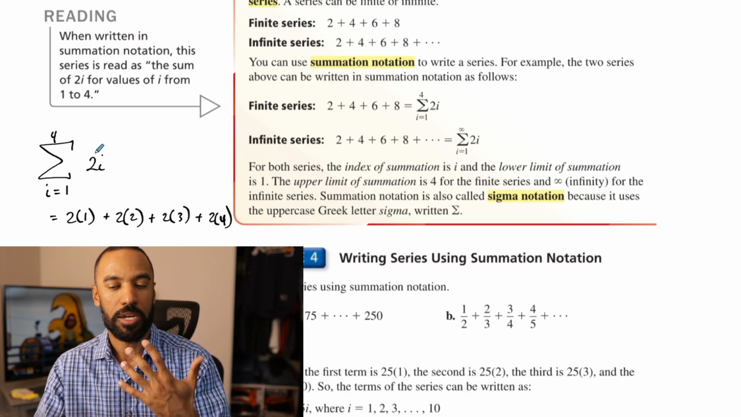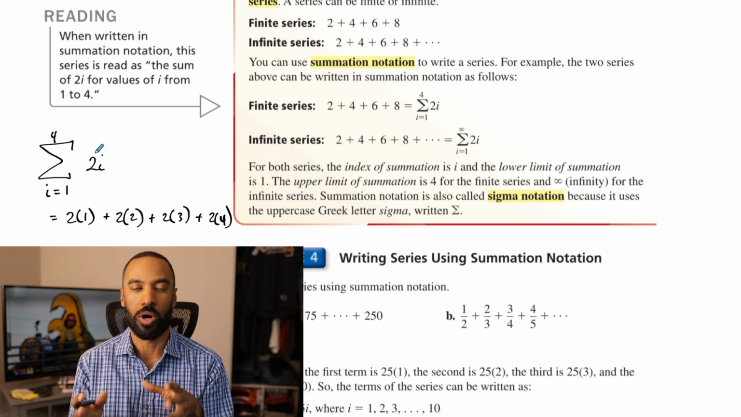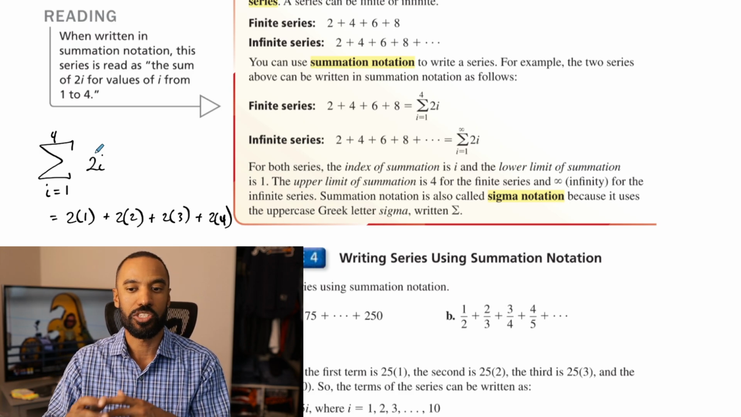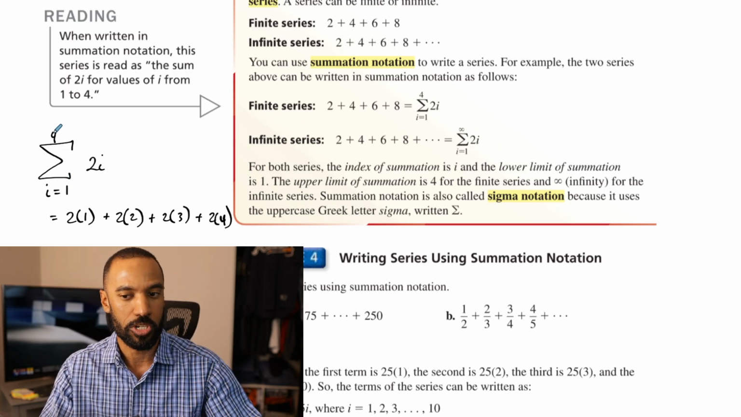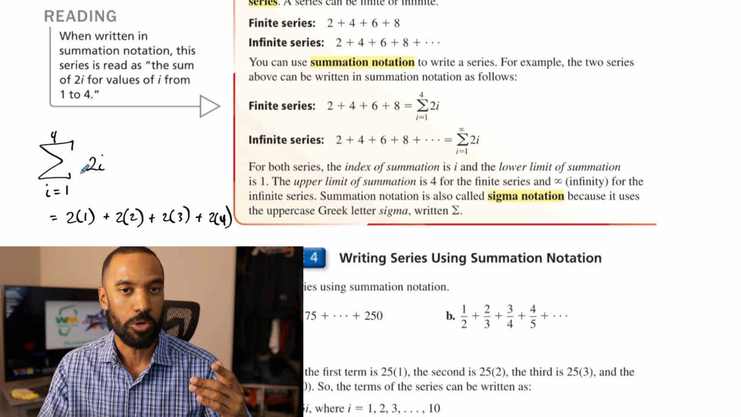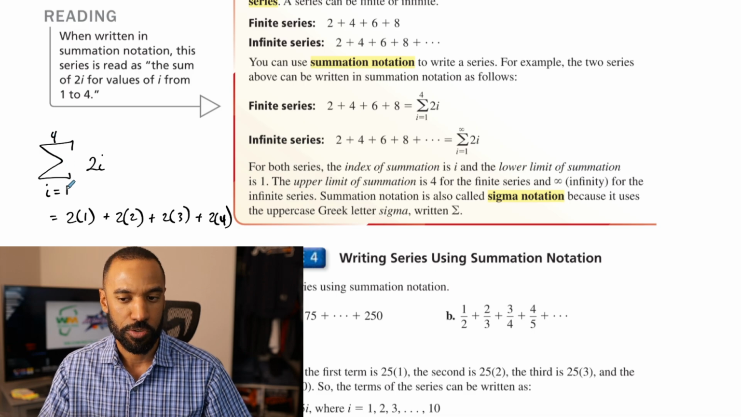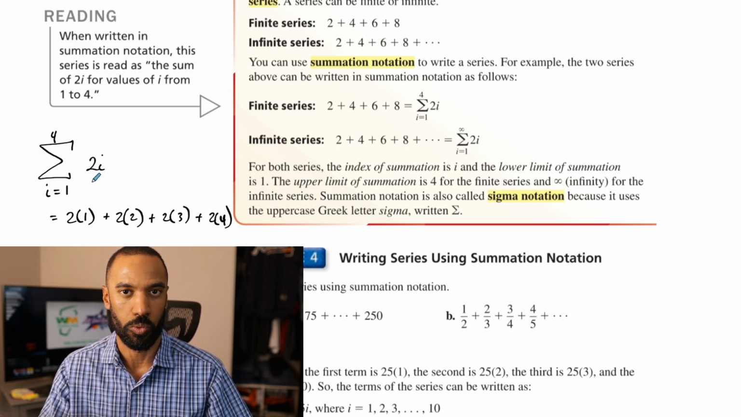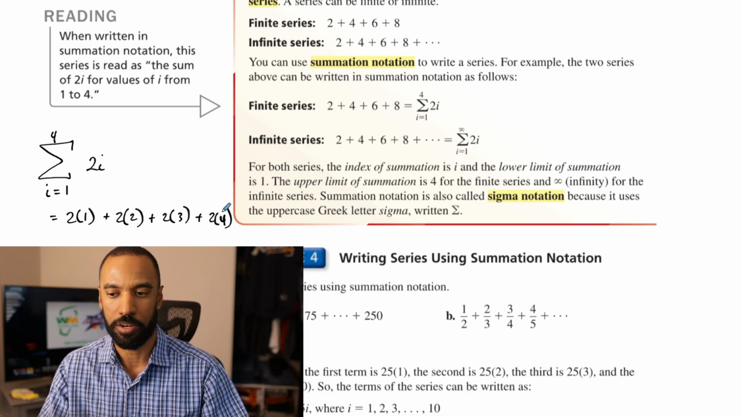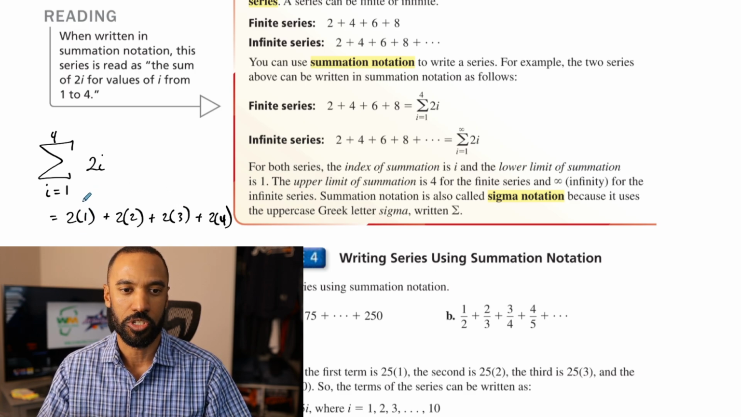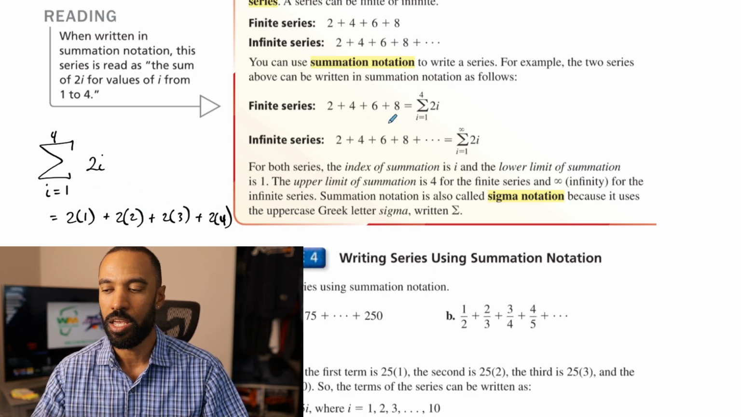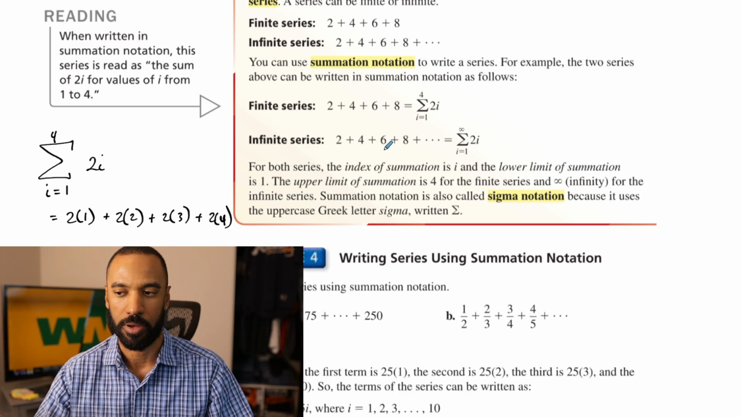So what this sigma notation does is it's a shorthand way of saying find the sum of the first 4 terms of the sequence using this rule. You substitute 1, 2, 3, and 4 into there and you add them up. That's obviously, again, 2 plus 4 plus 6 plus 8, which is what they're talking about here. That's why they're talking about it.